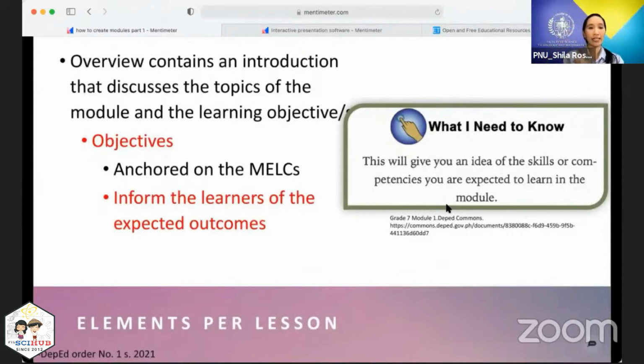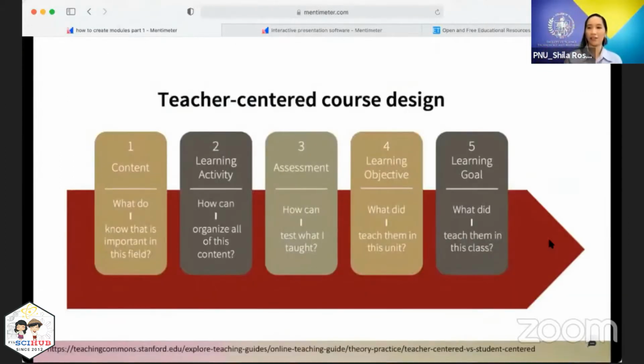So aside from being anchored on the MELCs, it has to inform the learners of the expected outcomes. Where do we see this in the DepEd module? It is seen at the what I need to know part of the DepEd module. Wherein, in that particular section, it tells the students that this will give them an idea of the skills or competencies that they are expected to learn in the module. So, those who said that letter A is teacher-centered and letter B is student-centered, that is correct.